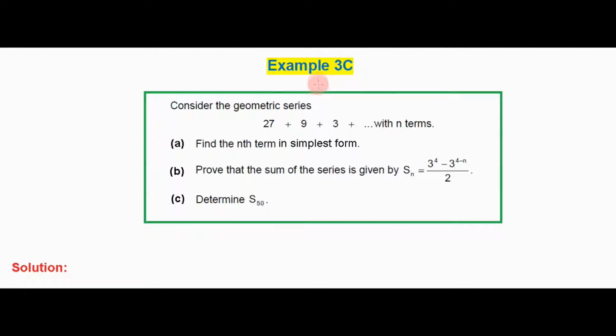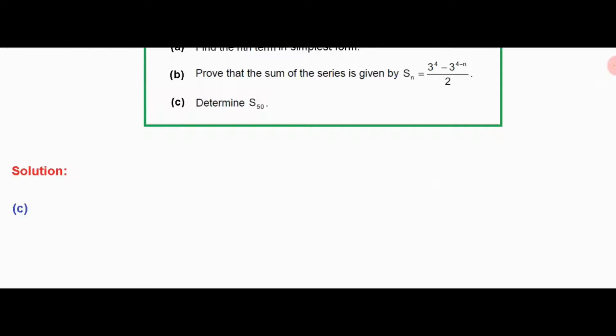In the third part of this example, it says determine S sub 50, in other words, the sum to 50 terms. This is quite easy now that we have the general sum, because all that we do is we make n equal to 50 in this equation. So then S sub 50 will equal 3 to the 4 minus 3 to the 4 minus 50, all over 2.